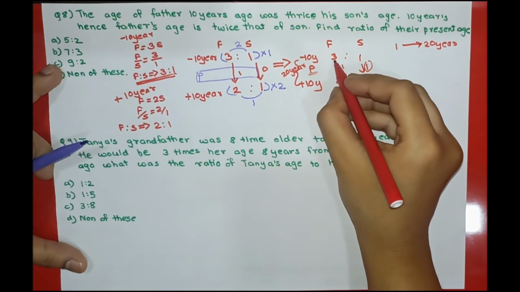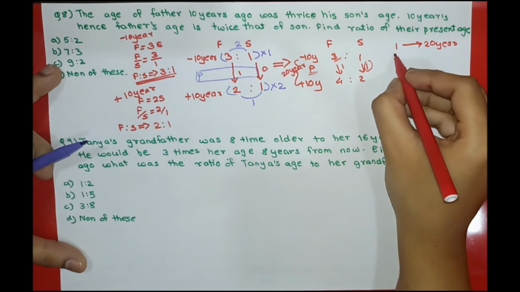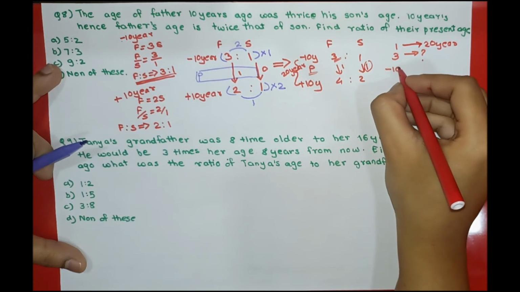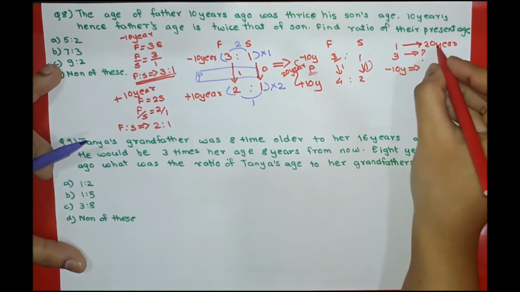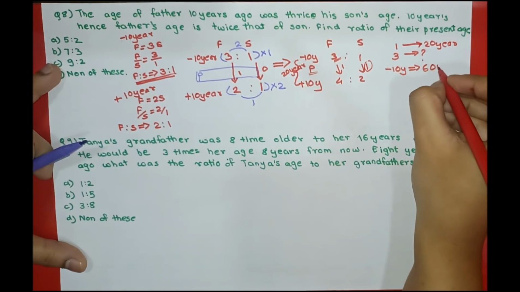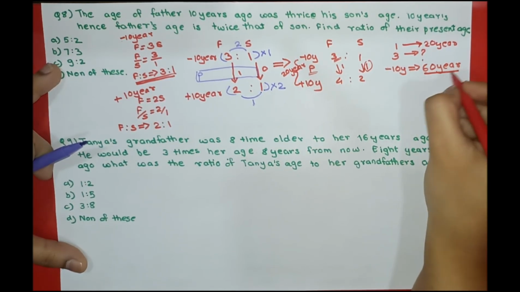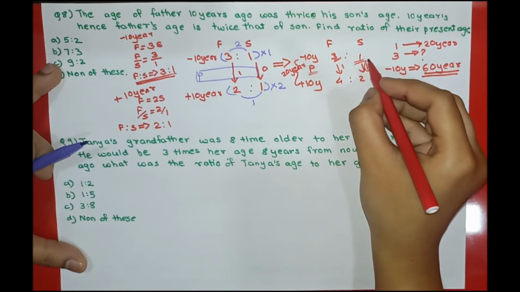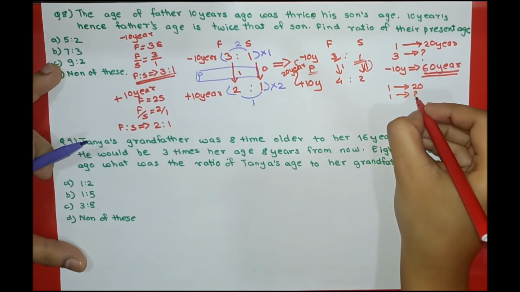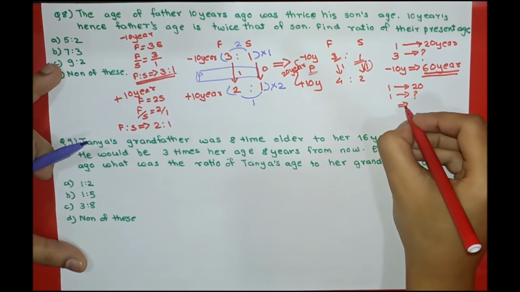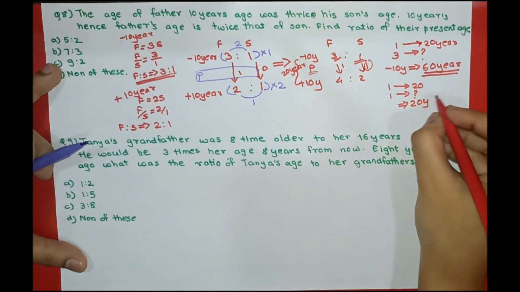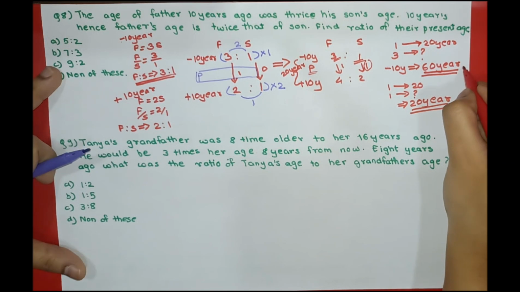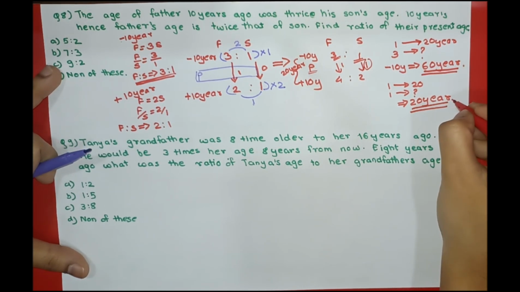So what was the father's age 10 years ago in the ratio? Its value was 3. So what was his age 10 years ago? So father's age 10 years ago, it was 3 into 20, it is 60 years. And son's age, if we find it out, in the ratio it was 1 10 years ago. So the actual value, it would be 20 years. It is 1 into 20, it is 20 years.